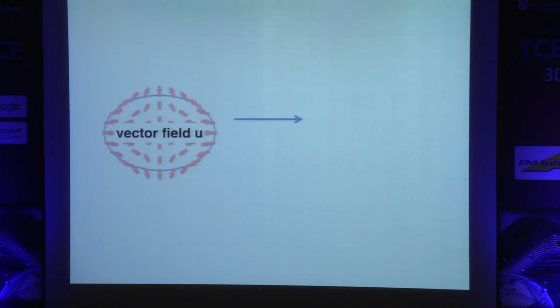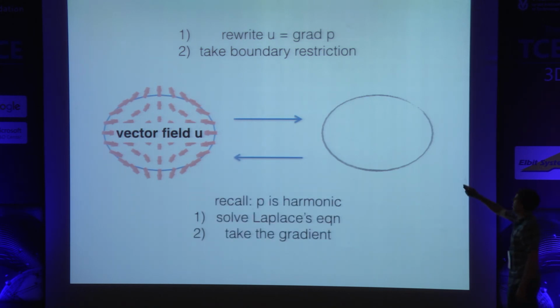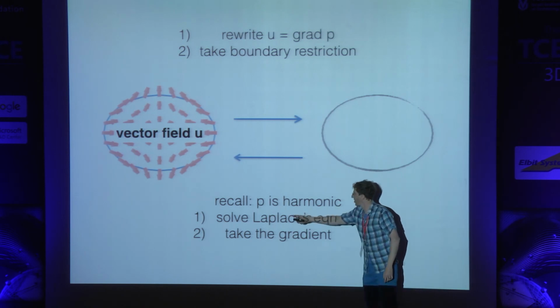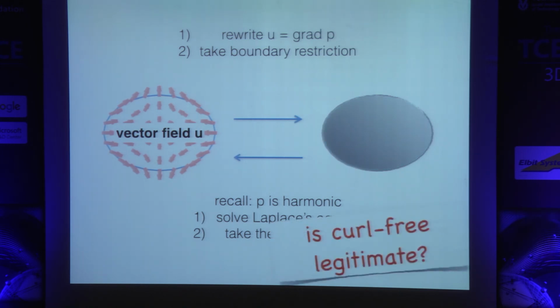So if I have a vector field u, and I know that the vector field is both divergence-free and curl-free, then I can write u as just the gradient of some scalar function that's harmonic. I take its restriction onto the boundary, and that's my data, a scalar function over the boundary surface. And how do I recover the original vector field? Well, if I know that I'm looking for a harmonic function, I just solve Laplace's equation subject to Dirichlet boundary conditions, and then I take the gradient, and I get the vector field.